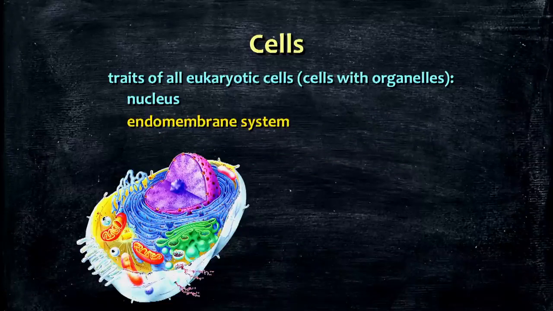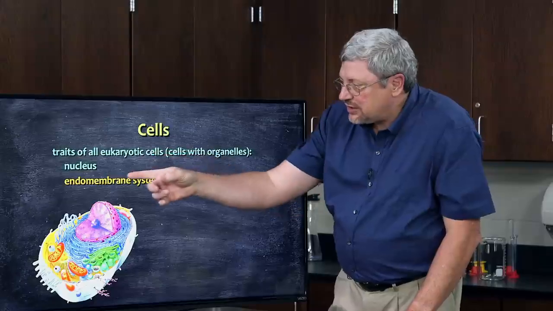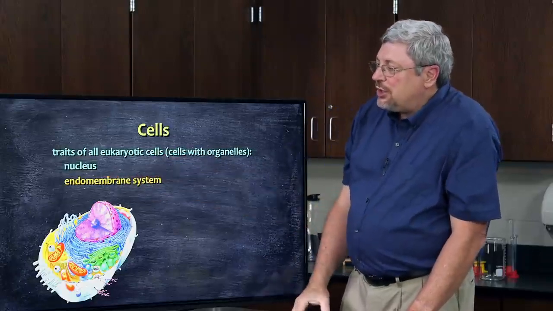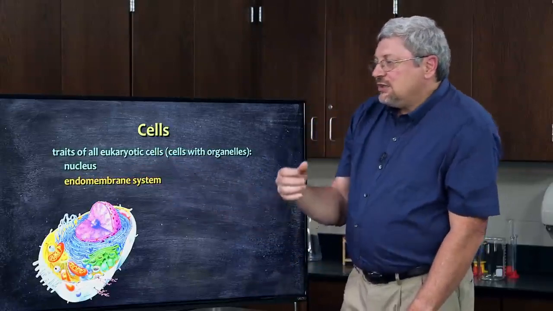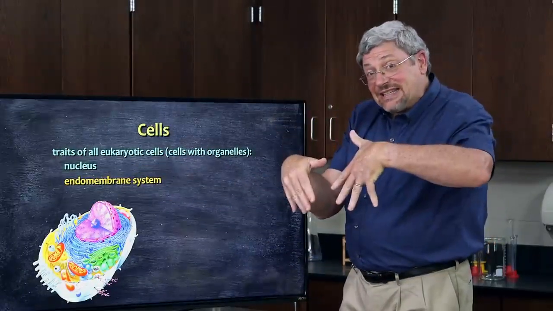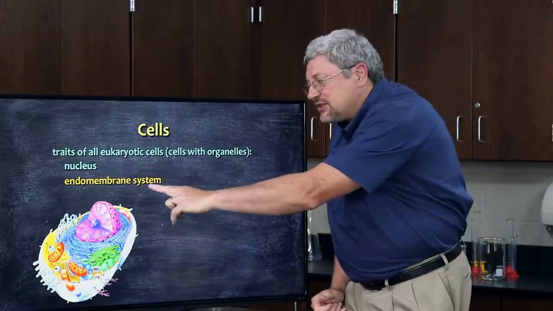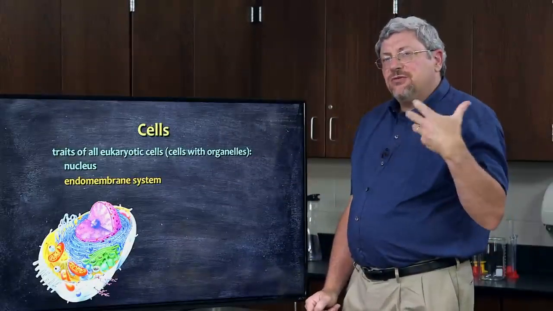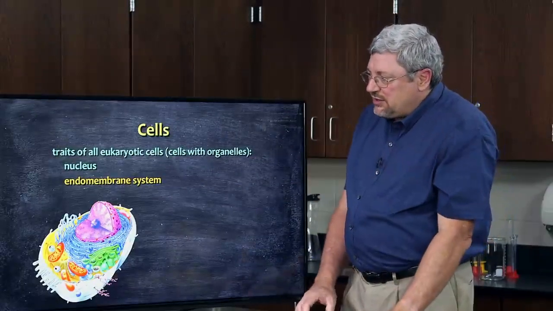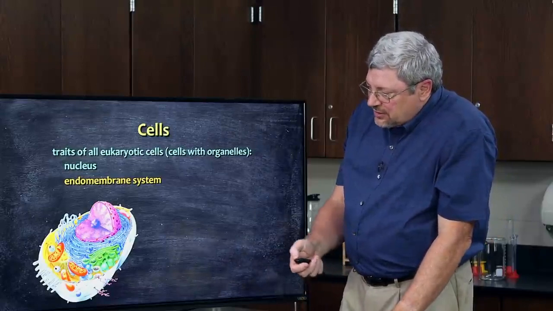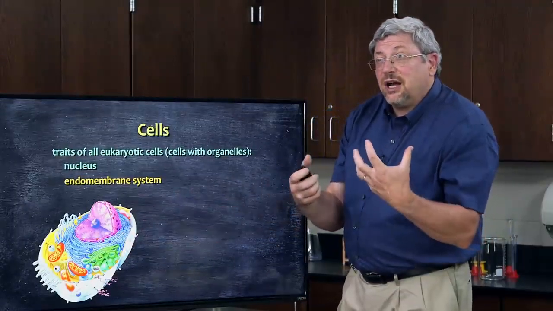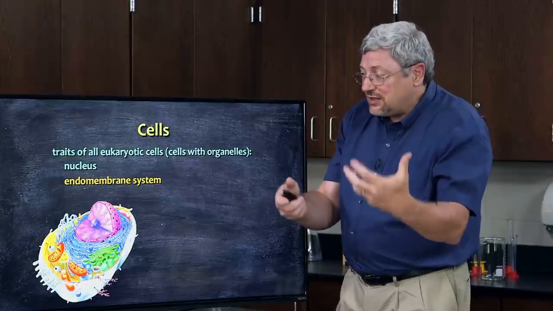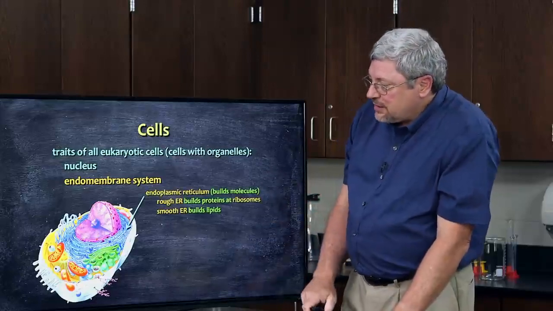A second trait of all eukaryotic cells is what we call the endomembrane system. Endo refers to inside. This is a membrane system inside the cell. And it is a system. It's composed of a number of different components in the cell and makes up most of the items that are inside the cell but outside the nucleus.